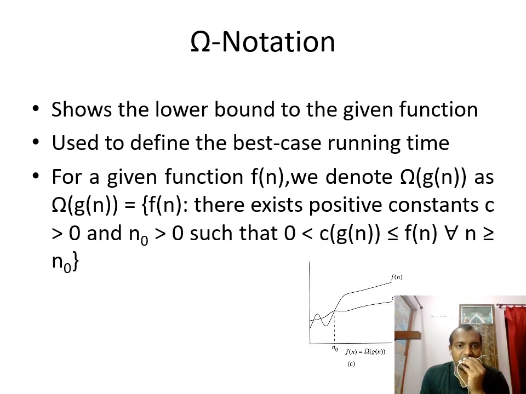Last one is omega notation. Omega notation simply shows the lower bound to the given function, and it is used to define the best case running time of the given algorithm. This is the mathematical aspect of the omega notation.